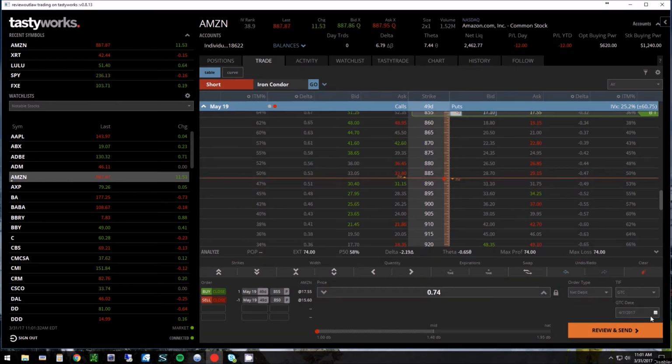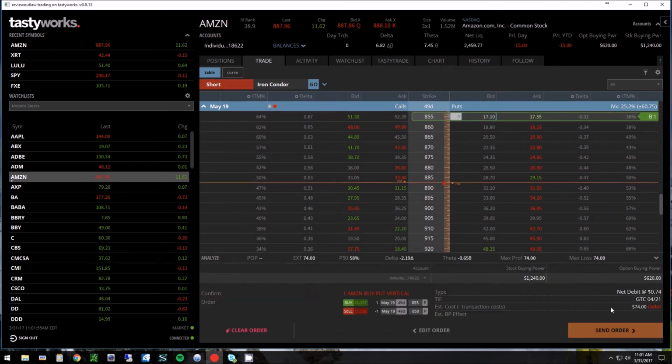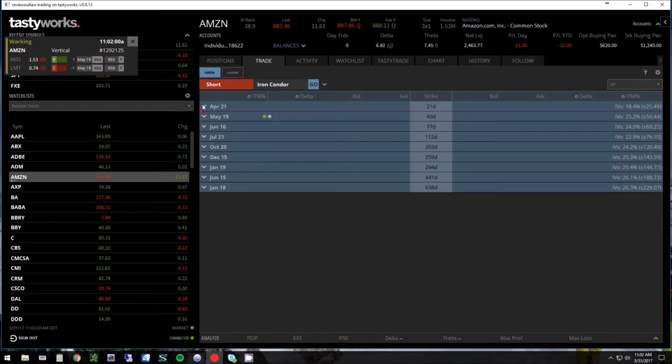And I can choose a date. This is a week from now. Let's do 3 weeks from now. And at that point, if it hasn't closed out yet, I'm going to take another look at it. I'm going to need to roll it or figure out what I want to do with it. So I'm going to double check all my numbers here and review and send that. So my costs, double check that, cool.